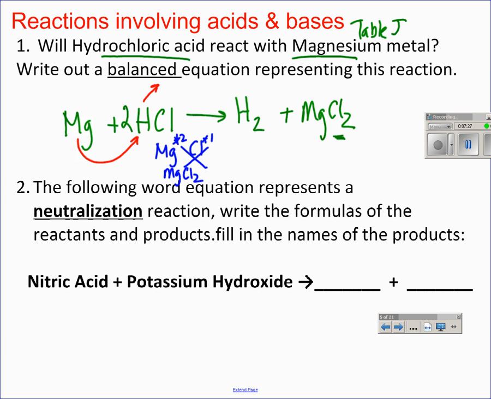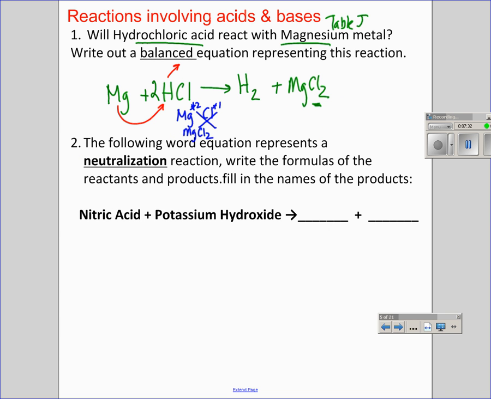The second type is called a neutralization reaction. Neutralization takes the form acid plus base yields salt plus water, always. So let's take a look at how this works. Well, if we have nitric acid, I can write the formula based on Table K, HNO3. Nitric is 8, remember NO3 is 8, plus potassium hydroxide. I can look on Table L.